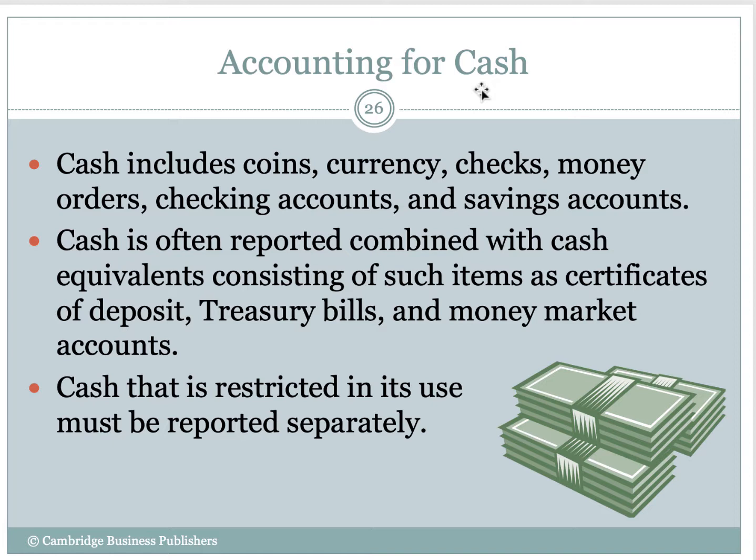So when we report cash, we're going to go into more detail, right? Cash, again, we're going to report it as a combination of cash and cash equivalents. So what exactly are cash equivalents? Well, these are things like CDs, certificates of deposit, maybe treasury bills, money market accounts. Those are all examples of our cash equivalents, okay?